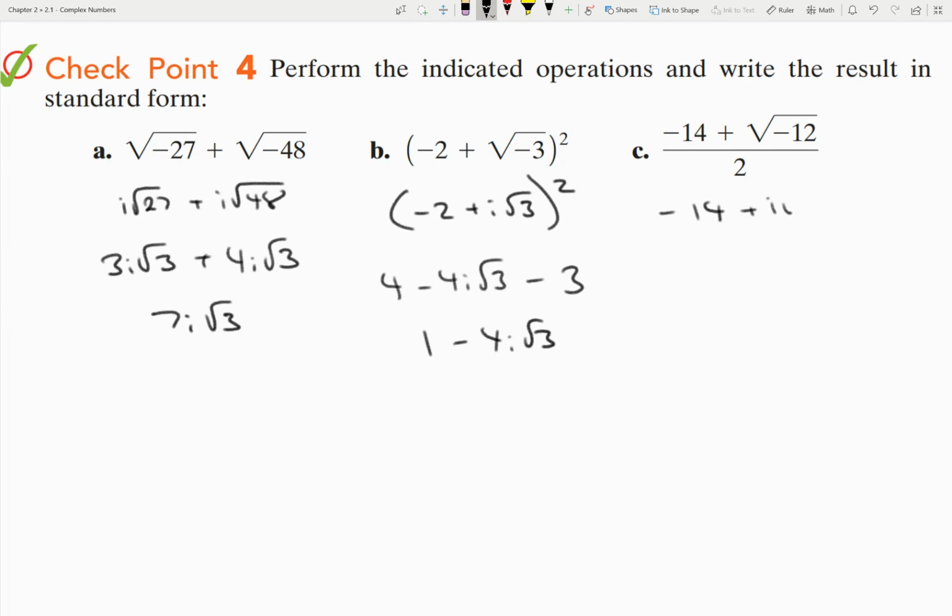14. First step, put it in terms of i over 2. And again, before we simplify, before we start to cancel anything, let's take the square root of 12, which is 2 square root 3 over 2. And now at least they don't leave me with a fraction anymore. So we just get negative 7 plus i square root 3. And definitely, if you have a radical not in a fraction, definitely leave the i in the front.